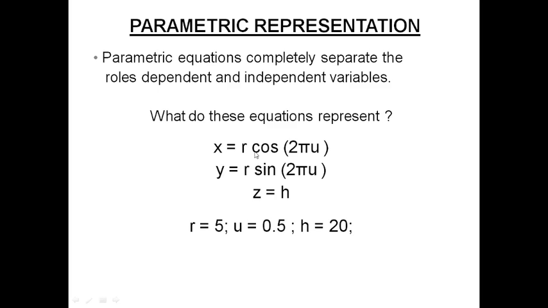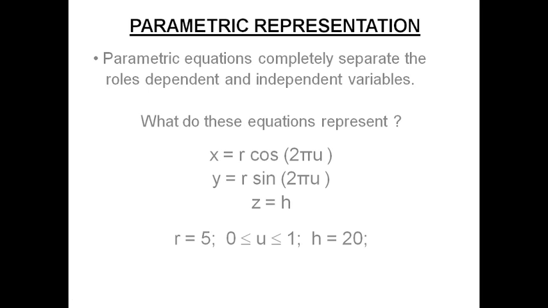So if you are having a constant value of x, y, and z, that means it is representing a point existing in three-dimensional space. Now let us do some tweaking of this equation. Now r is having some value, u is given a range of 0 to 1, and h is having a value of 20. So what does this equation represent?